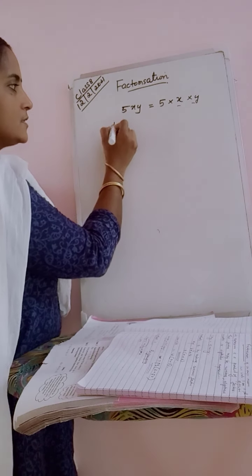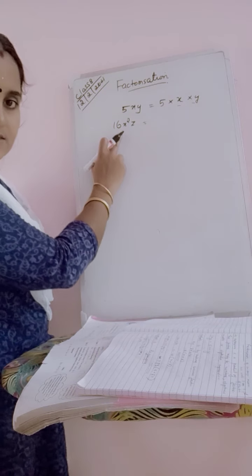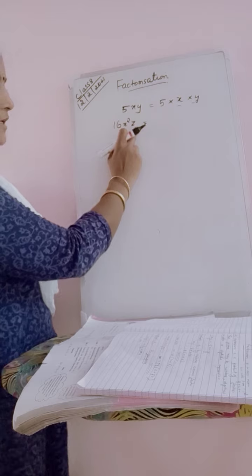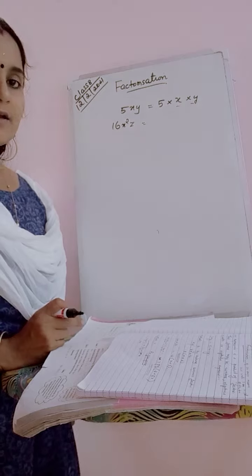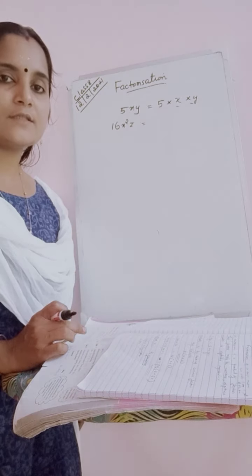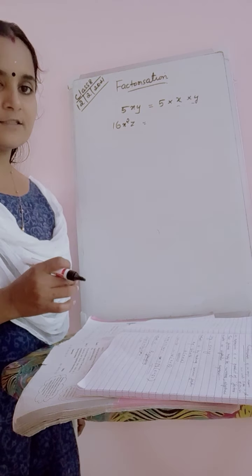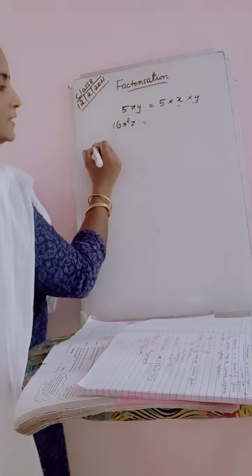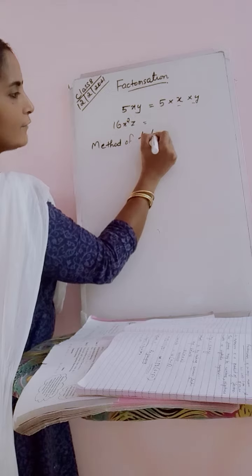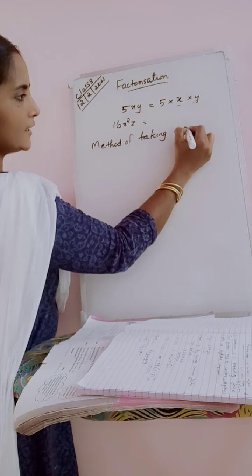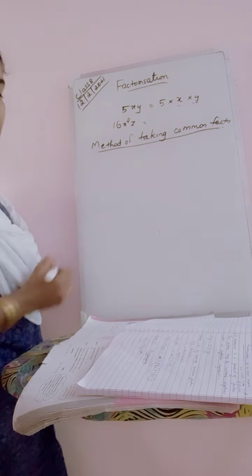Another example, 16x square z. 16 is a constant, x square is a variable, z is another variable. Then we can factorize an expression using different methods, and the first method is method of taking common factors. Okay, this is the first method.